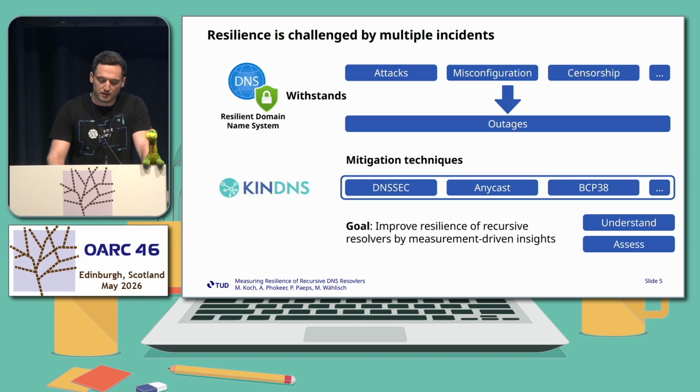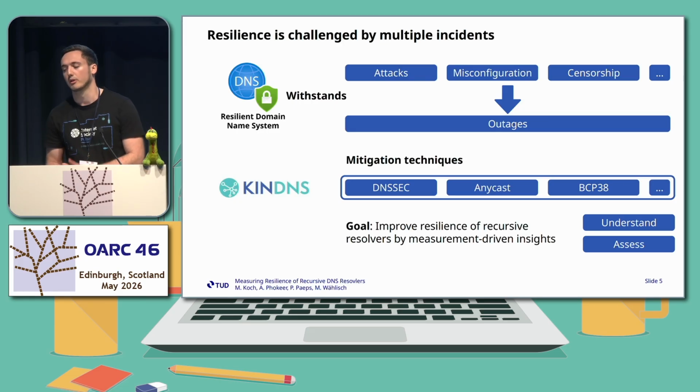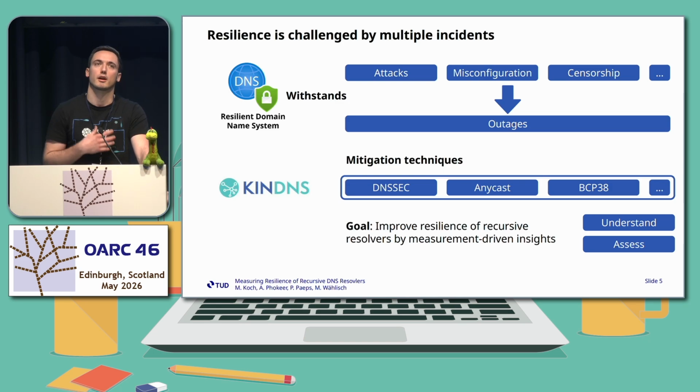So the goal of this project is to conduct an independent study on the measurable practices of the KINDNS framework, as well as other important DNS resiliency practices. So what are we going to do here? What we try to do is we try to improve the resiliency of recursive resolvers by taking a measurement perspective. So we need to first understand the DNS resolver ecosystem, and then, of course, assess how resilient the domain name system is.